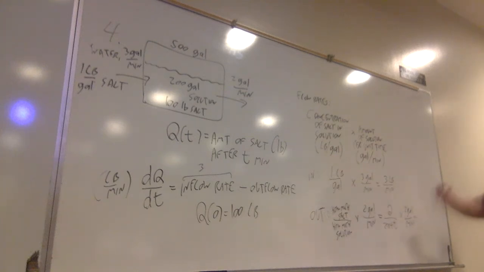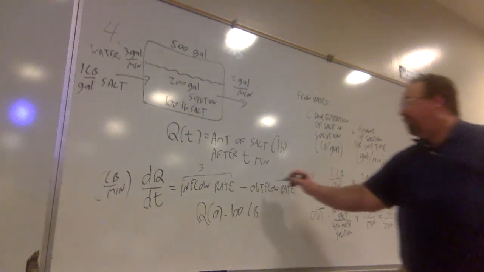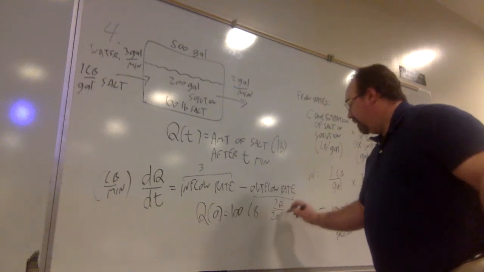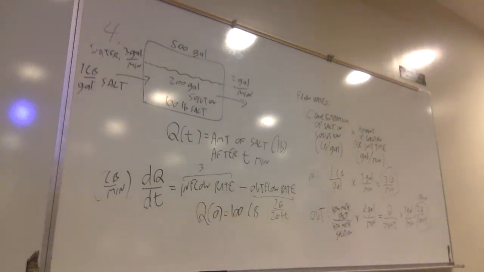So that term, an outflow rate, is going to be 2q over 200 plus t. That is also pounds per minute. These are the terms that go on the right side of your equation. It's added, the outflow gets subtracted. Okay.